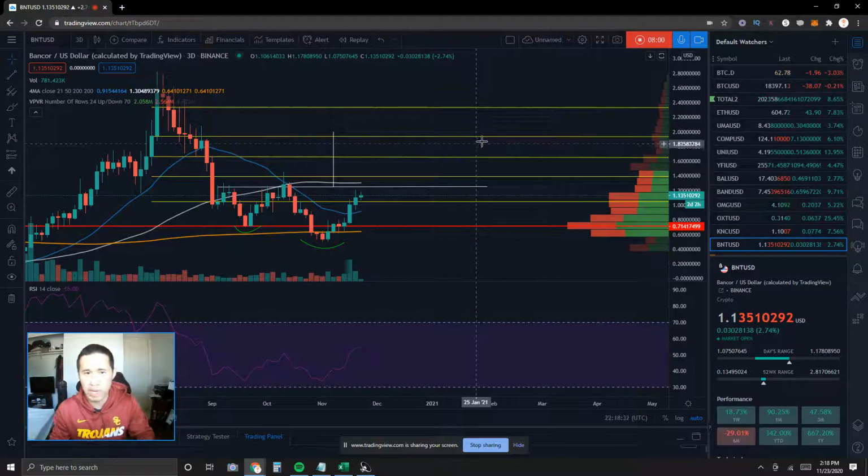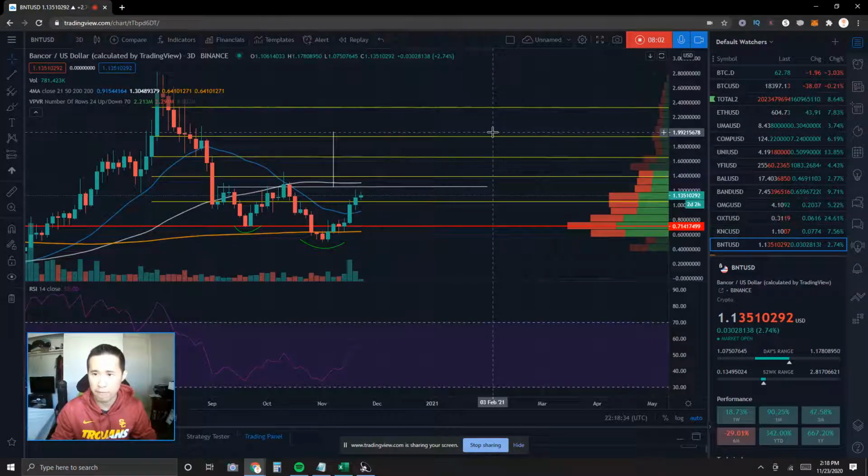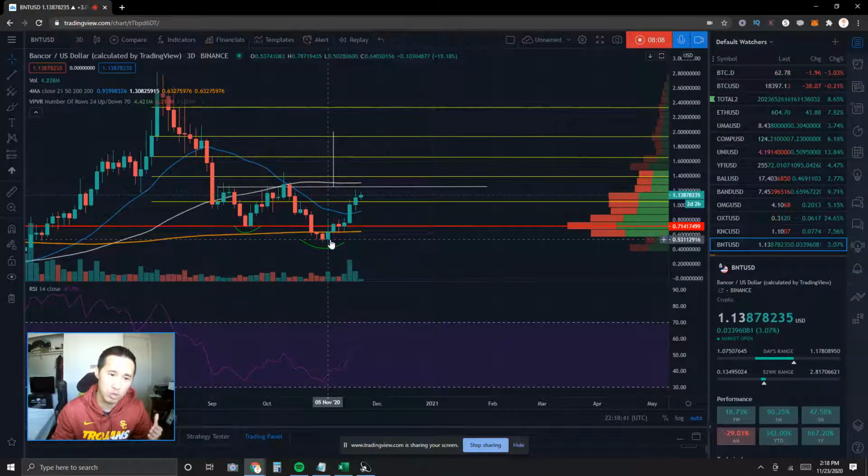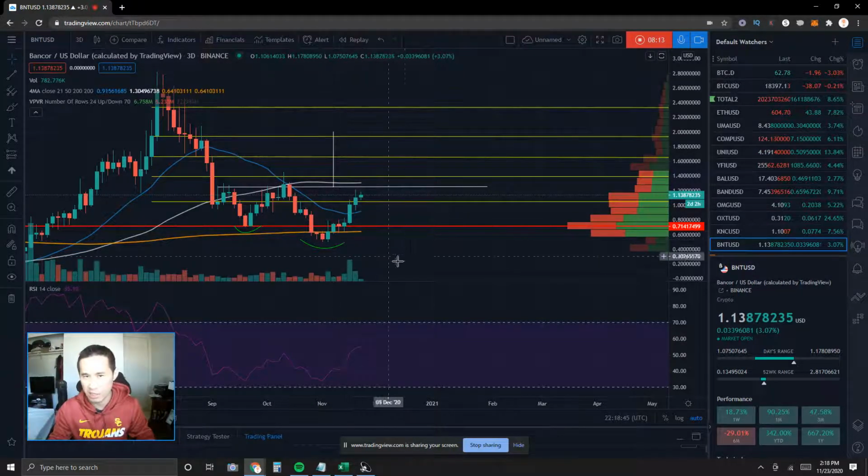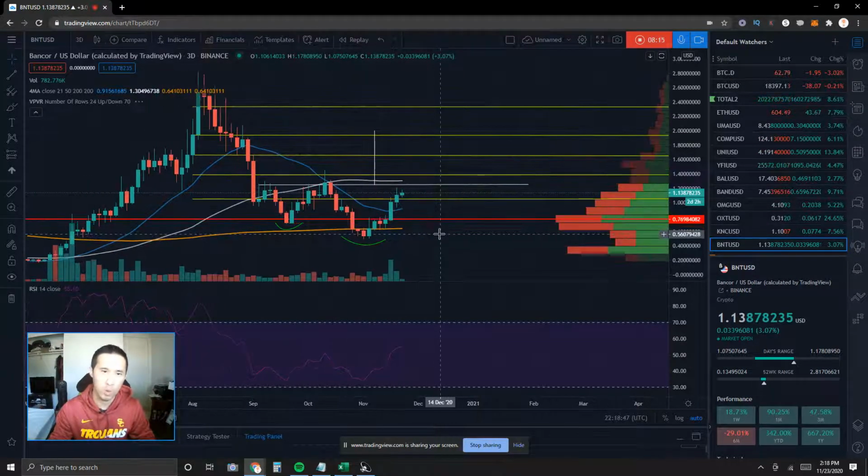So the breakout target, let me add and finish the conclusion of this pattern, would be about $2, basically by taking the distance from the neckline to the bottom wick of the head and then adding it on top of the neckline. Okay, so let's talk about the bullish and bearish case scenario.